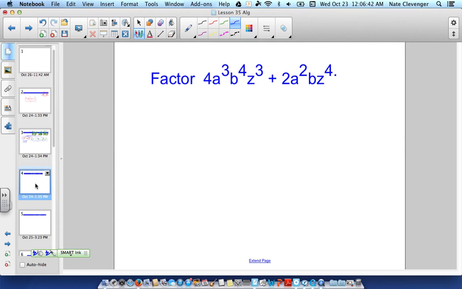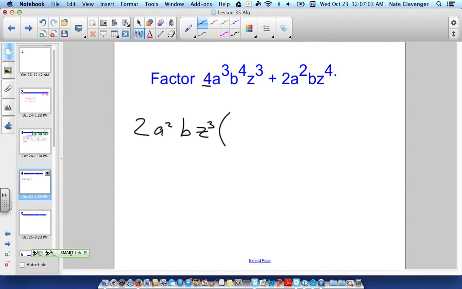For our common factor, we do have to look at the coefficient value. So I have a coefficient in each term, and the common factor there is 2. My smallest a is a squared, my smallest b is b, and then my smallest z is z cubed. So that's what I'm going to divide out of each term.